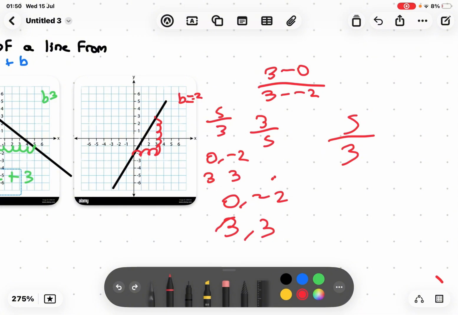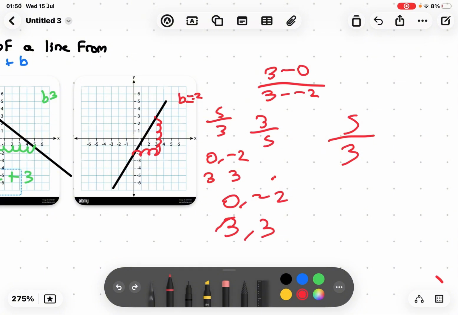Okay. Let me check that. Okay, if 1 point is 0, -2, and the other is 3, 3, then the rise is 5 and the run is 3. So the slope would be 5/3. If the answer key says 3/5, either there's a different second point or the graph is drawn differently.